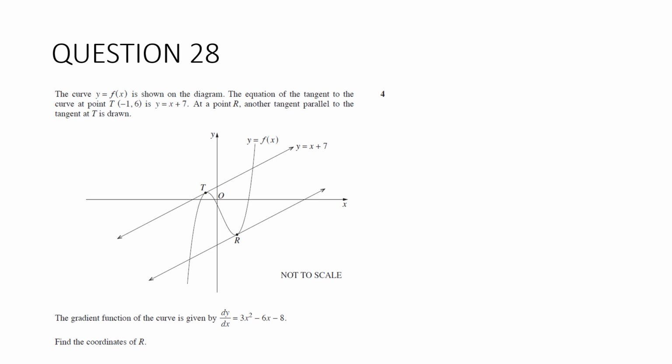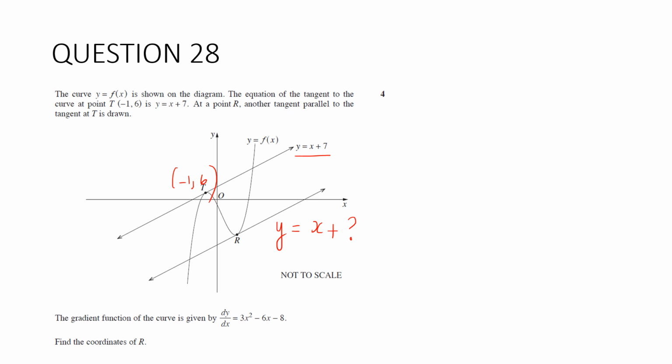Question 28. The curve y equals f of x is shown on the diagram. The equation of the tangent to the curve at point T, which is negative 1, 6, is y is equal to x plus 7. At a point R, another tangent parallel to the tangent at T is drawn. So this one will have equation y is equal to x plus something or other, we don't know what. The gradient function of the curve is given by dy dx equals 3x squared minus 6x minus 8. Find the coordinates of R.